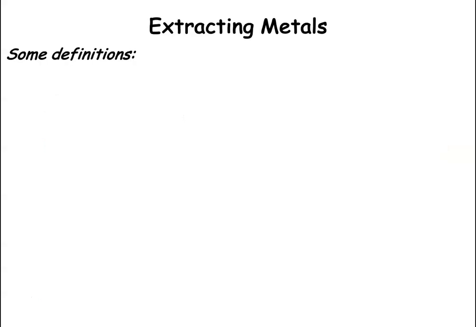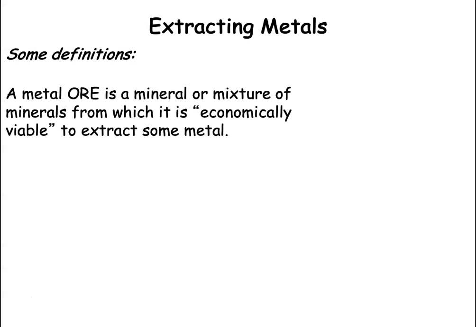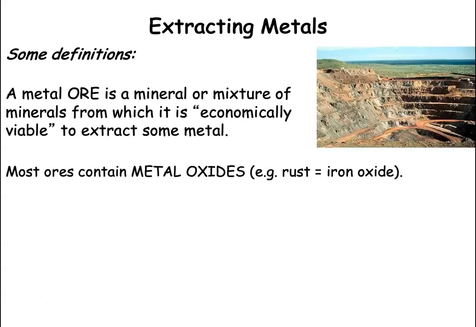Let's define what a metal ore is first. It's a mineral or a mixture of minerals or a compound which contains enough metal which is worth extracting to make a profit. So the definition on the screen: a metal ore is a mineral or mixture of minerals from which it is economically viable to extract some metals.